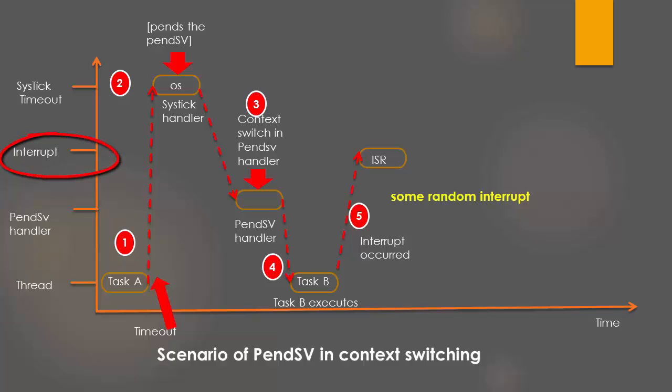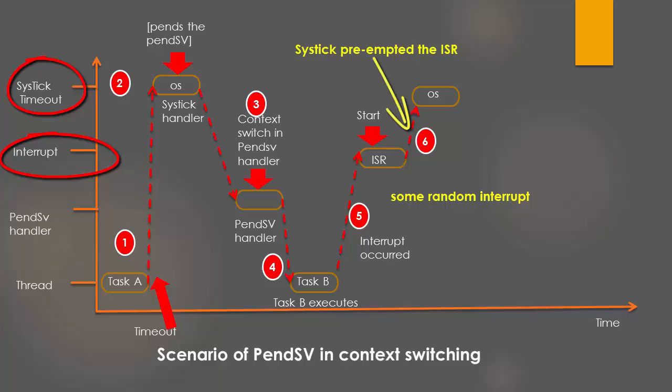As you know, when the interrupt occurs, the processor will start executing the ISR, right? So let's say this is the start of the ISR. And assume that the SysTick is timed out now because task B's time quota is over. So in this case, assuming SysTick exception is a higher priority, the processor actually preempts the ISR and it will start executing the SysTick handler. Now, here is a problem.